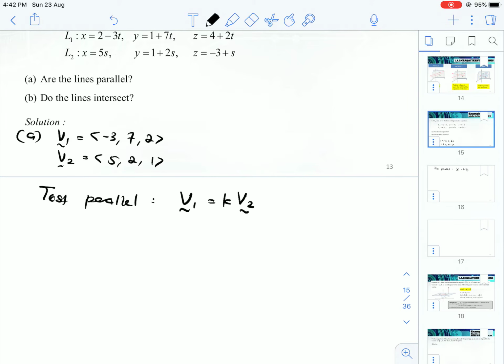Negative 3 times what to get 5? No, we don't have any value, right? 7 cannot be multiplied by any number to get 2. So there is no k here. Therefore, since V1 is not equivalent to kV2, thus L1 and L2 are not parallel.